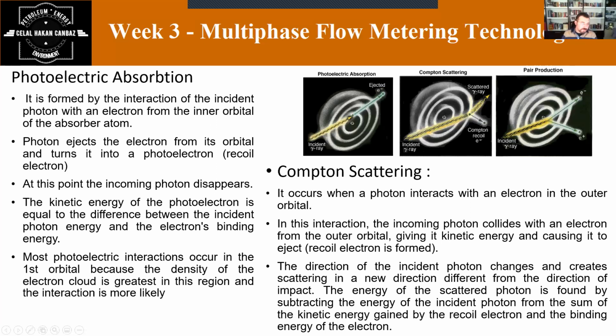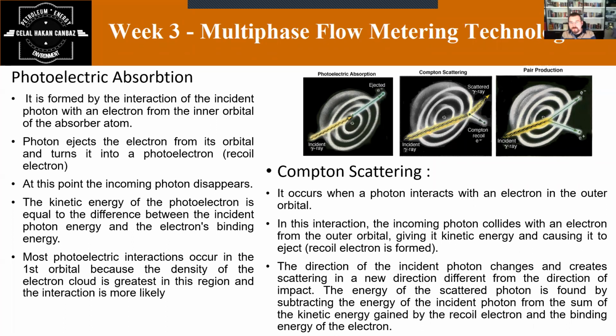So what about photoelectric absorption? Photoelectric absorption is formed by the interaction of the incident photon with an electron from the inner orbital of the absorber atom. When it collides, the photon ejects the electron from its orbital and turns it into a photoelectron. After the collision, the incoming photon disappears, and the kinetic energy of the photoelectron is equal to the difference between the incident photon energy and the electron's binding energy.